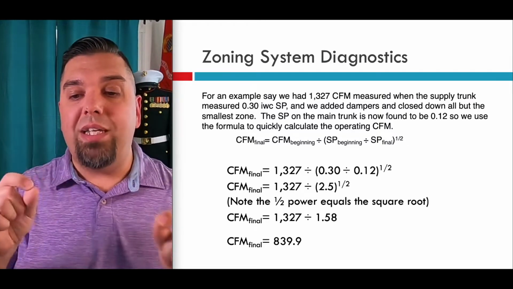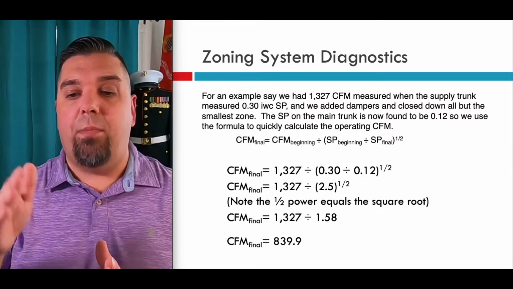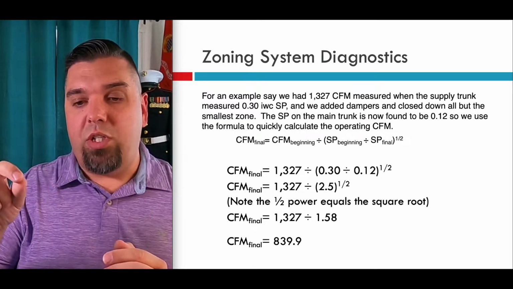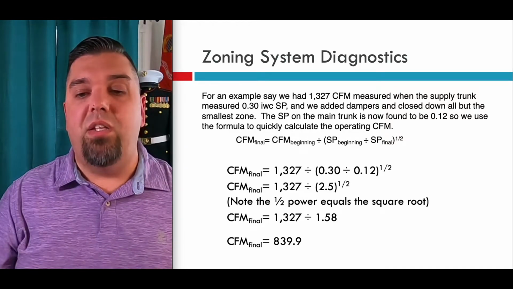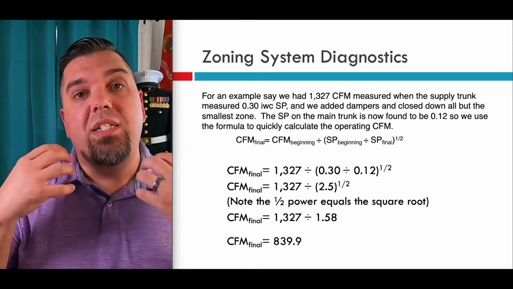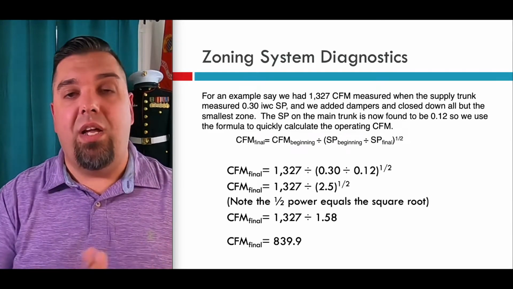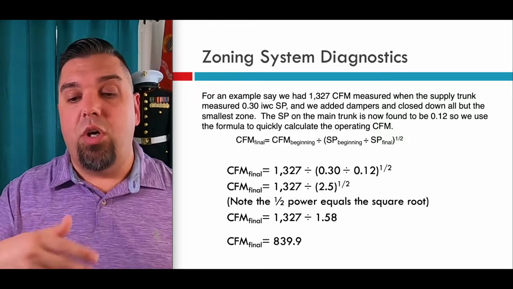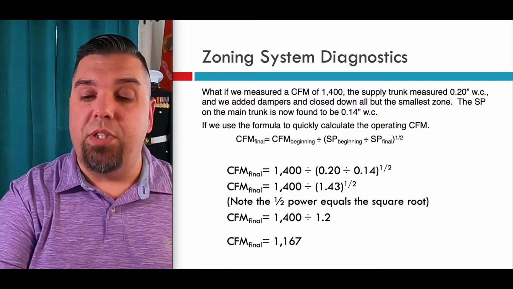So if we plug these numbers into the equation here, of course you're going to do static pressure beginning divided by static pressure final first. It's within the parentheses. And then that 1/2 is square root. All right, so keep that in mind. So the square root of that number, and then divide that from your beginning CFM, and that'll tell you how much CFM is actually operating now with that one zone open in that trunk, right? So when we close everything else off, that one zone in this example is getting close to 840 CFM. All right, pretty simple to do.